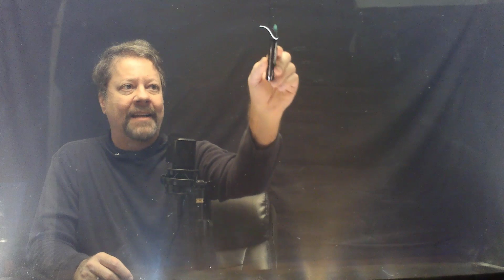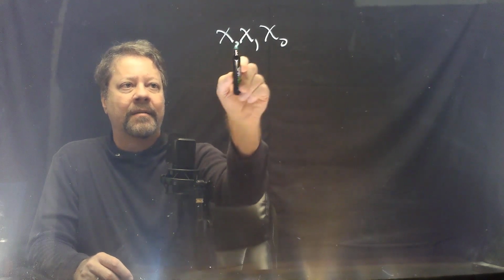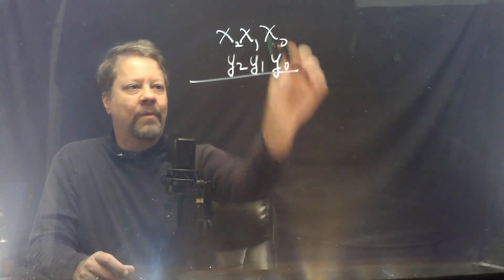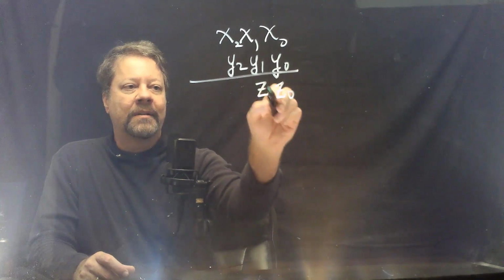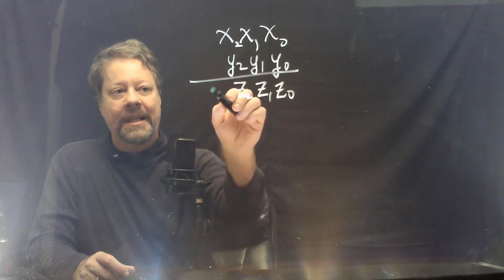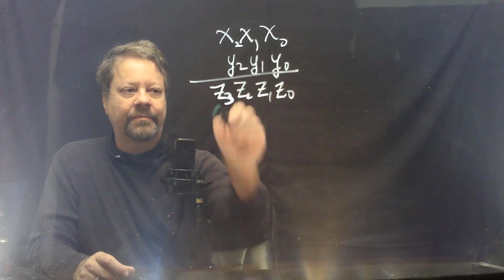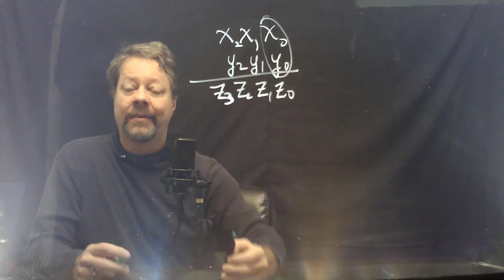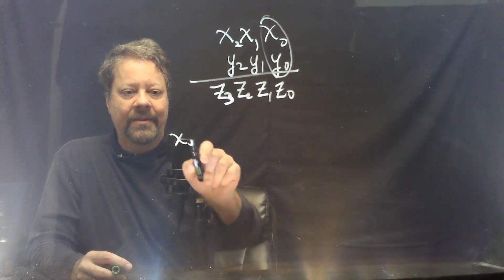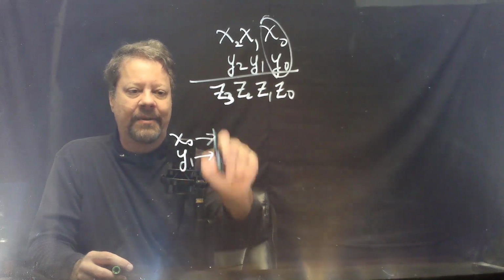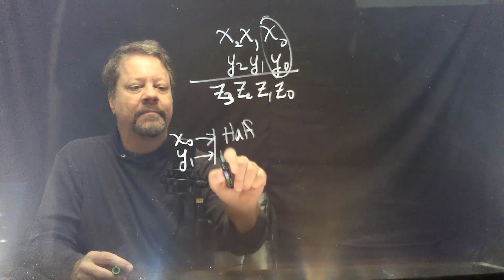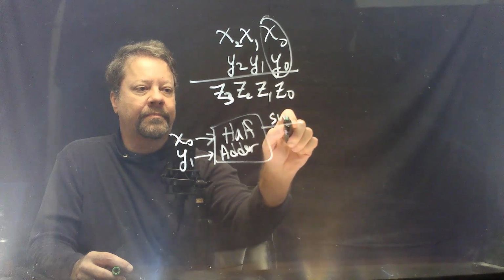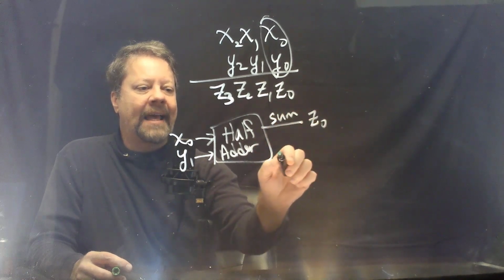Now suppose we wish to add binary digits like this. We'll add these up. We'll get a Z0, Z1, Z2, and because of the potential carry, we may have a Z3 as well. When we add these first two digits, there's no carry going into this sum. So we can take those and put them into a half adder, which produces a sum and a carry.